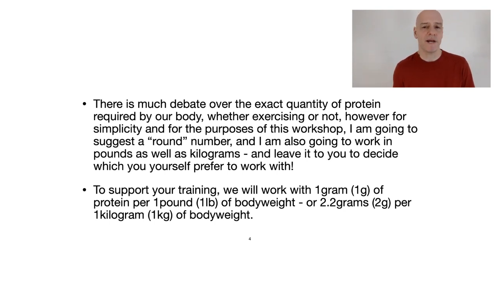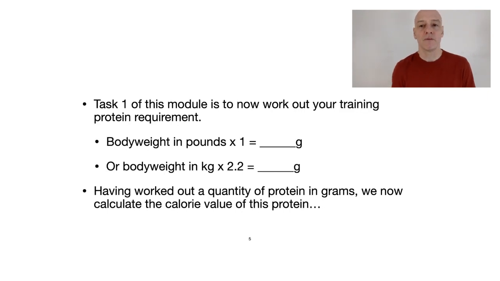To support your training, we will work with 1 gram of protein per pound of body weight. That equates to 2.2 grams per kilogram of body weight. Task 1 of this module is to work out your training protein requirements. So if you're going to do that in pounds, then you multiply by 1. If you're doing it in kilograms, you multiply it by 2.2 to get the grams of protein.